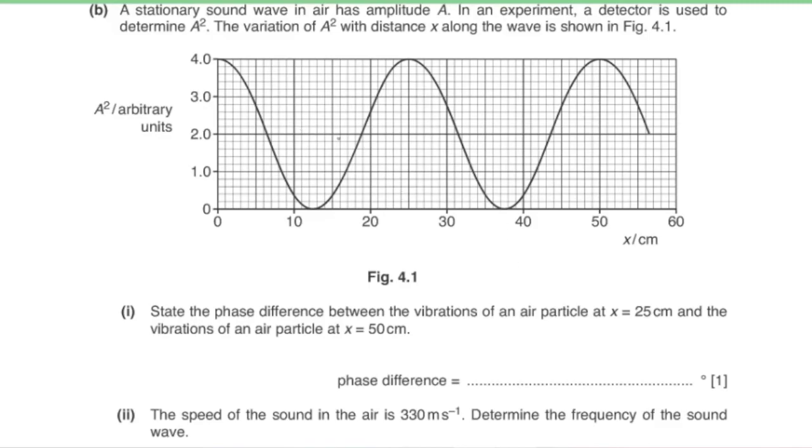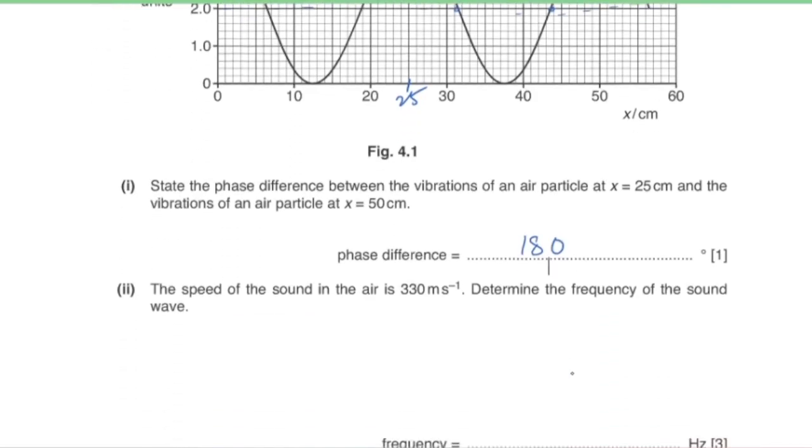Okay, so x equals 25 centimeters is here and 50 centimeters is here. A particle over here and a particle over here. Here I've got two nodes. If I suppose that this is the rest position of the wave, between 25 centimeters and 50 centimeters there are two nodes, so the phase difference is going to be 180 degrees, because all particles between two successive nodes will vibrate in the same phase, and those which are outside of those two nodes will be in different phases.